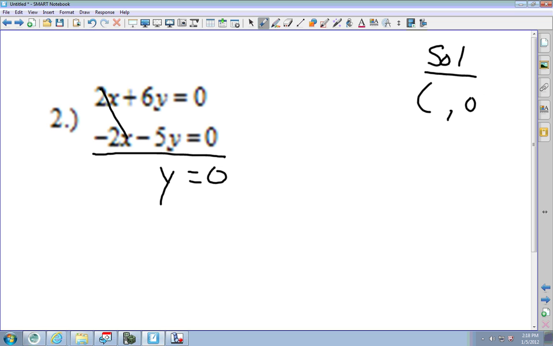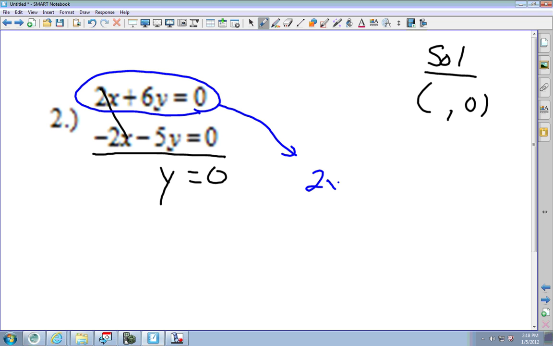My y number is 0. Now I need to find my x. Choose one of the two equations. I'm going to choose the top because it does not have any negatives in it. You don't have to do that. That's just my preference. Now it says y is 0, so I'm going to take 0 and put it in here for y right there.